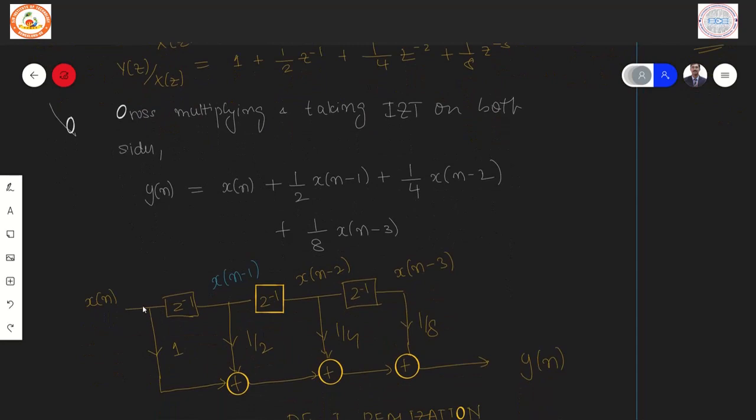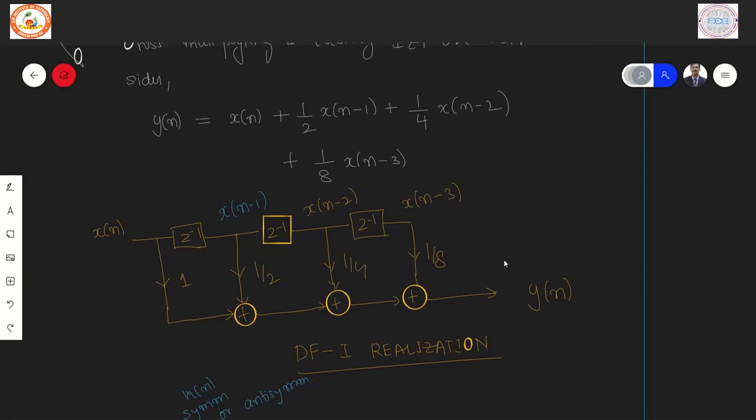And from this we can write the structure, a very simple structure. It comprises 1, 2, 3 delays, and the delays are producing the outputs, that is x of n minus 1, x of n minus 2 and x of n minus 3. These values are scaled respectively: x of n is multiplied with 1, so scaling is 1, x of n minus 1 is multiplied with 1 by 2, x of n minus 2 is scaled by 1 by 4, and last we have scaling by 1 by 8. Combine all these through addition and the final sum gives you the answer, y of n. This is called the direct form 1 realization for the given problem.